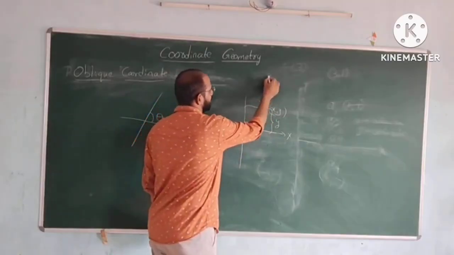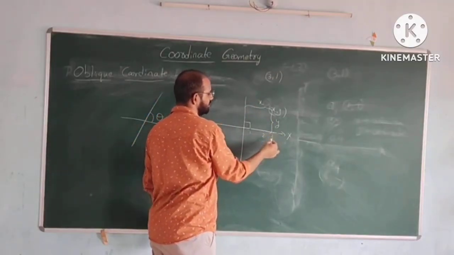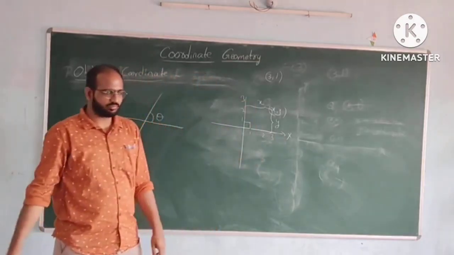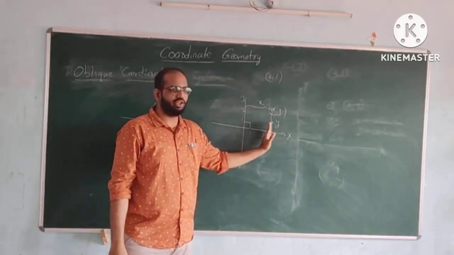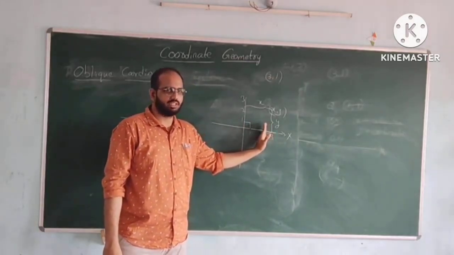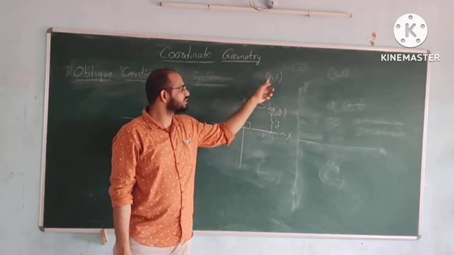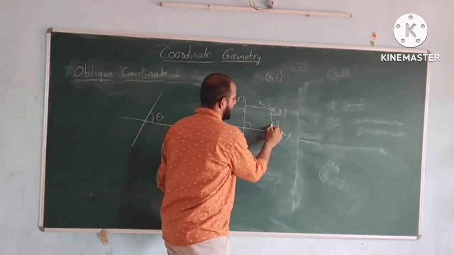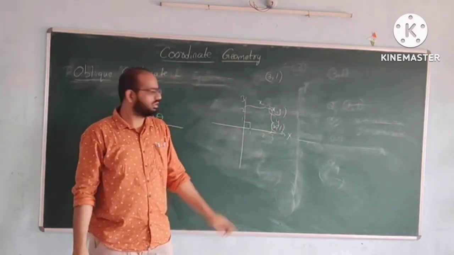Let us take 3, 1. 3, 1 means 1, 2, 3. 3, 1 means how are we locating? We are moving 3 units to the right side. That means the distance from the y-axis is 3, so that is the x coordinate. So this point is 3, 1, right?